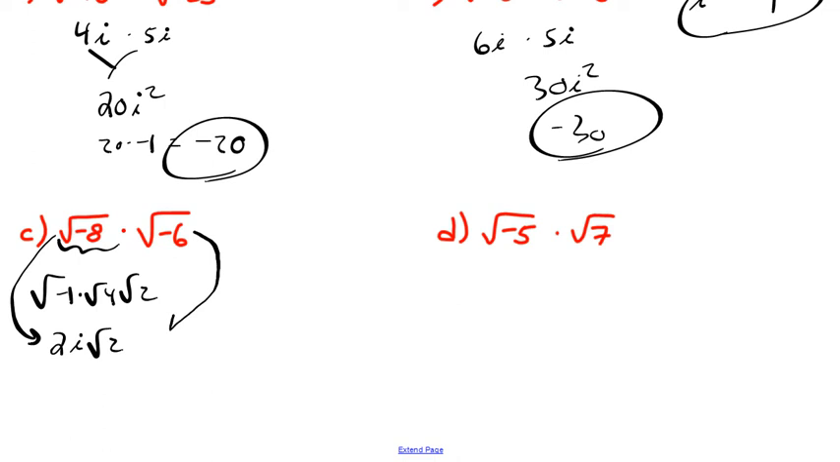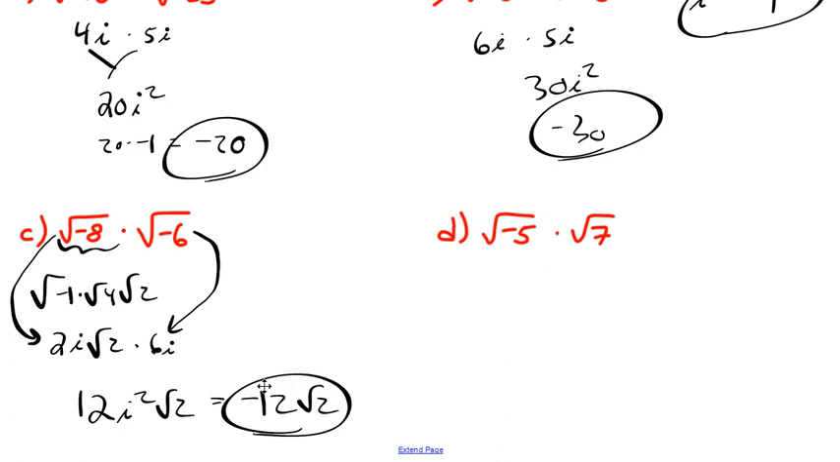And then let's replace the square root of negative 6 as just 6i. Now let's multiply our coefficients together. 2 and 6 gives us 12. Multiply i times i, which is i squared. And then, of course, we have our radical 2. And last but not least, i squared is negative 1. So it's going to be negative 12 radical 2. That would be for part C.